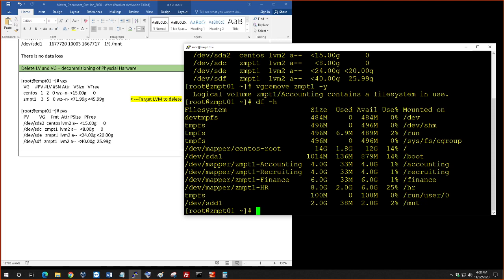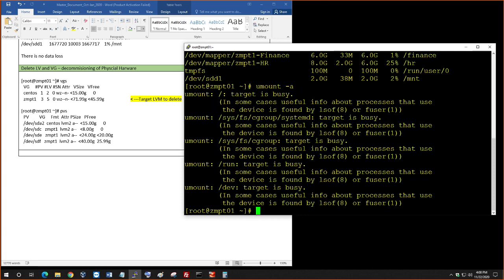And what you might want to do is unmount all the devices, drives here. So what you do is you want to unmount everything here. So if you mount -a. Okay, which drive is busy? Accounting.